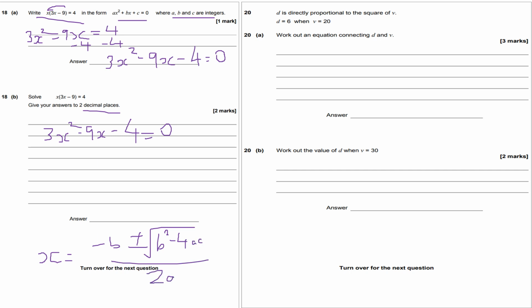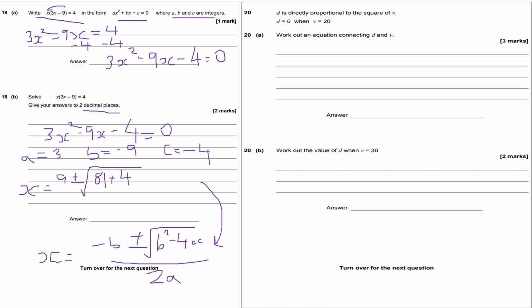All over 2a. Obviously a is the coefficient of x squared, so a is equal to 3, b is equal to negative 9, and c is equal to negative 4. I'm going to substitute these into the formula, simplify it, and then put it into my calculator to work out a solution. So x is equal to minus b, so that'll equal 9, plus or minus the square root of b squared, which will be 81, minus 4 lots of 3, so that'll be negative 12, times minus 4, that'll be positive 48.